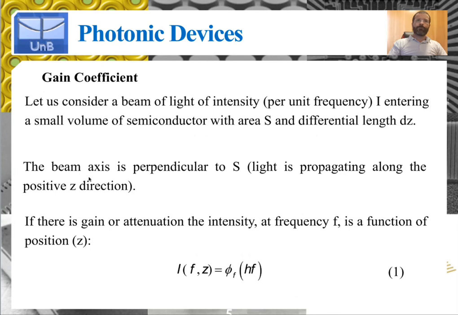So the beam axis is perpendicular to the cross-sectional area S, and light is propagating along the positive z direction. So we have something like this. We have a beam of light, which we will represent like this, propagating in this direction. And then we have a material. We could choose any shape.